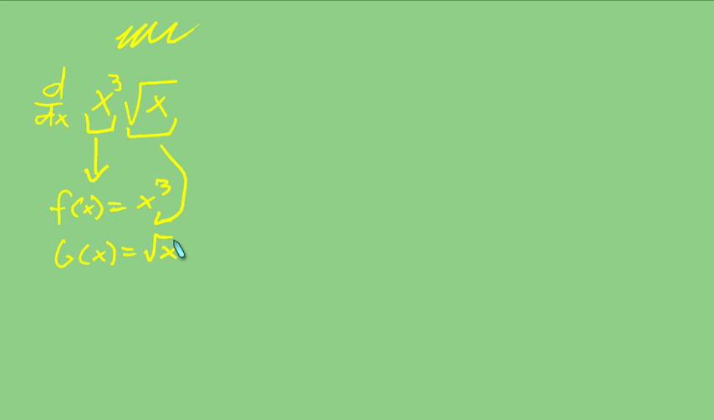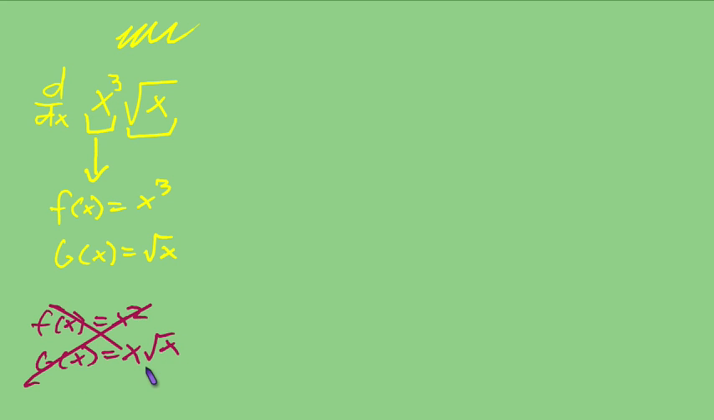Now notice that this process is completely arbitrary. We could have made g of x x to the third and f of x the square root of x. There wouldn't have been any reason to go that route. I'll actually write out another option. You could have made f of x equal to x squared and g of x equal to x times the square root of x. This is a really bad way of going about it because then you'd have to do the product rule twice. You wouldn't do that, but you could have if you wanted to. So it's completely arbitrary how you choose these.